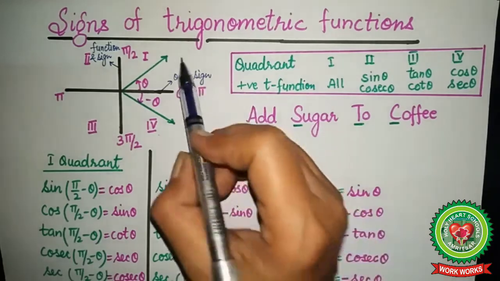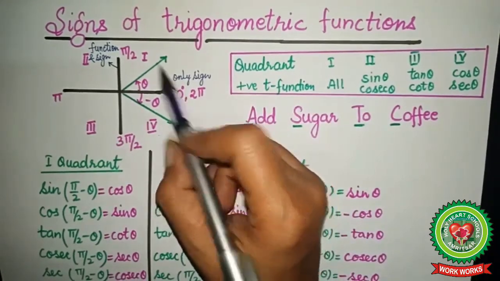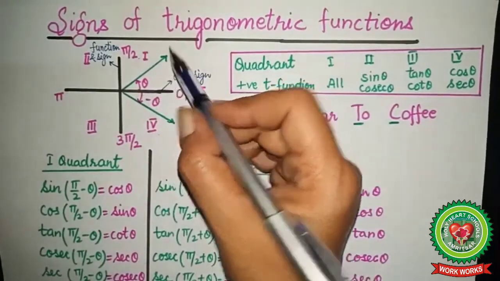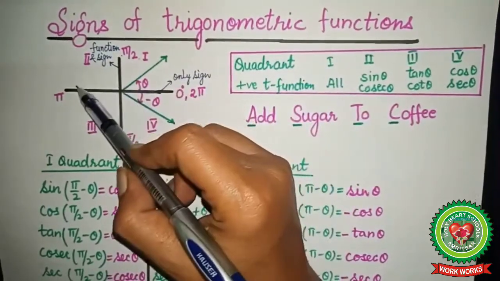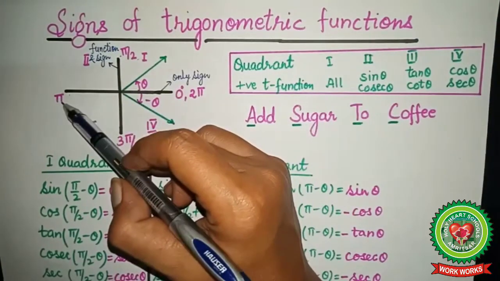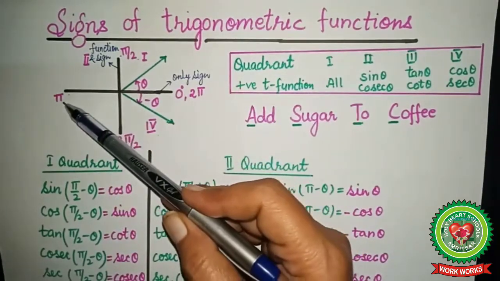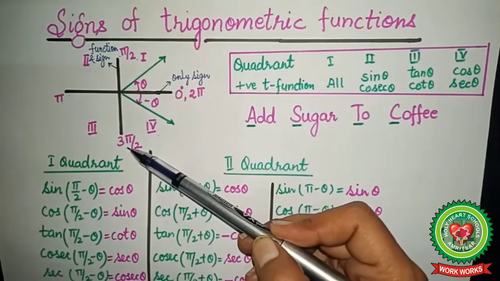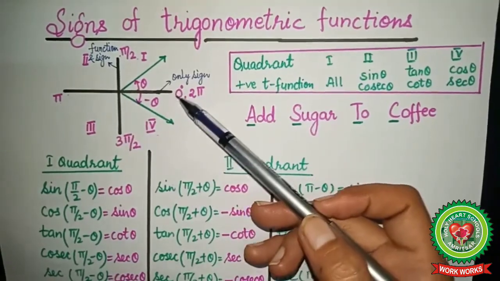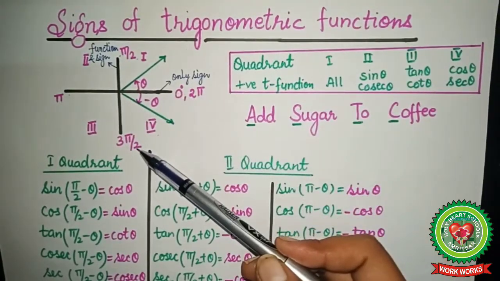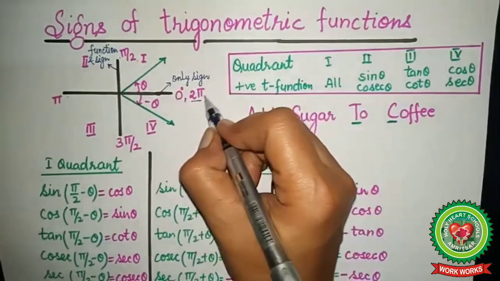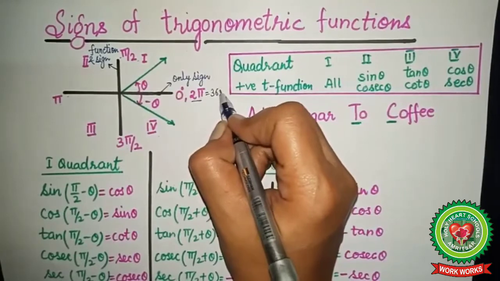In the first quadrant, angle lies between 0 and 90 degrees. In the second quadrant, angle lies between 90 and 180. In the third quadrant, it lies between 180 and 270. And in the fourth quadrant, angle lies between 270 and 360. 2 pi means it is equal to 360.